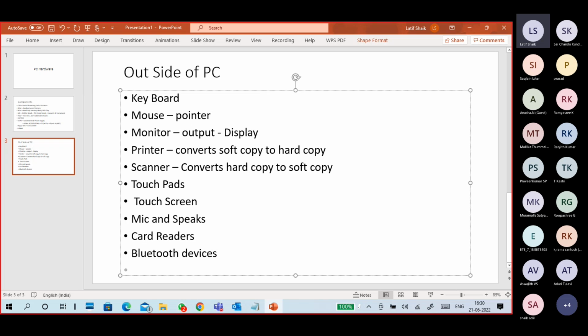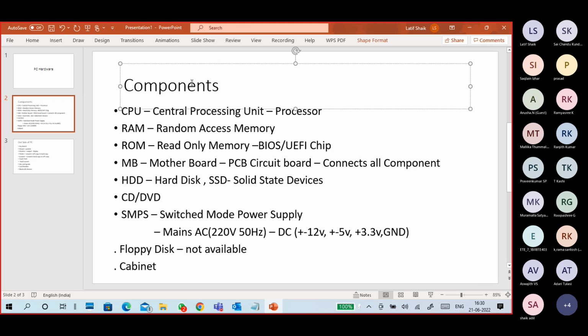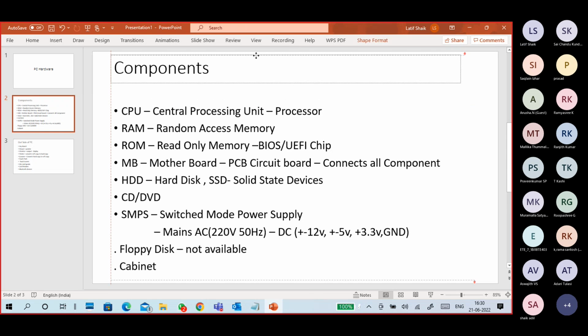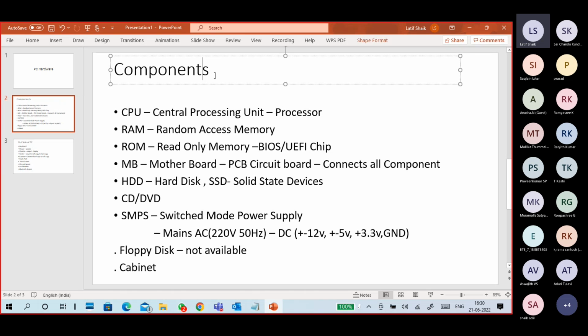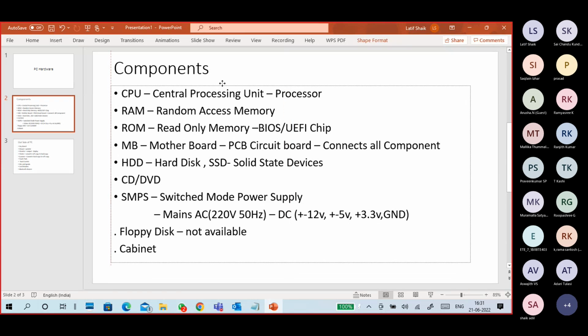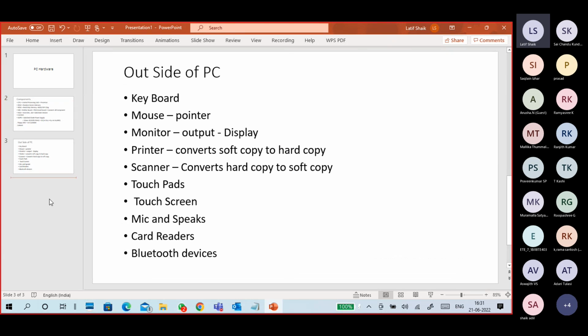LAN connectors, which is like built-in, inside a cabinet only, or USB LAN connectors. Wi-Fi connectors. This is inside. This is outside. Anything you want to add?